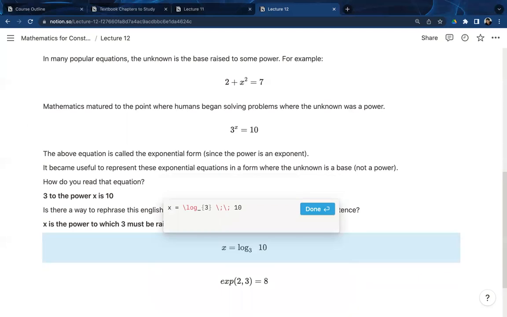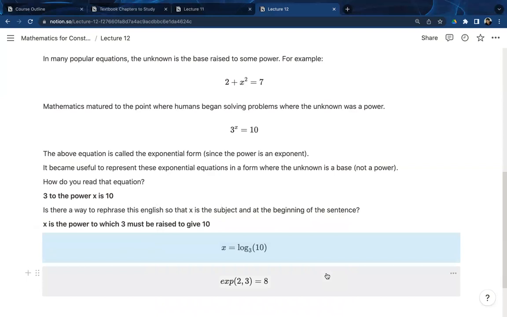I'll put the base here, right? So I'll write it like this. So x is the power to which 3 is raised. The fact that 3 is lower means 3 is the base, and 10 is the answer. So finding the power is like a reverse thing. What must 3 be raised to give 10? That's the question you're asking, right? 3 to what power is 10?